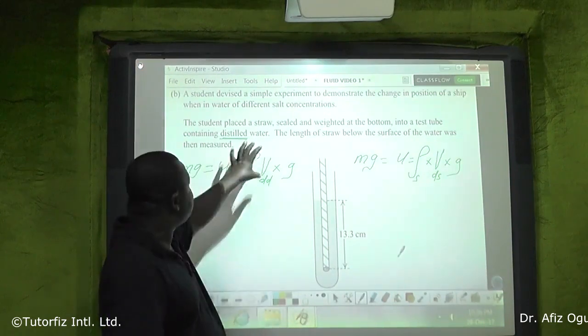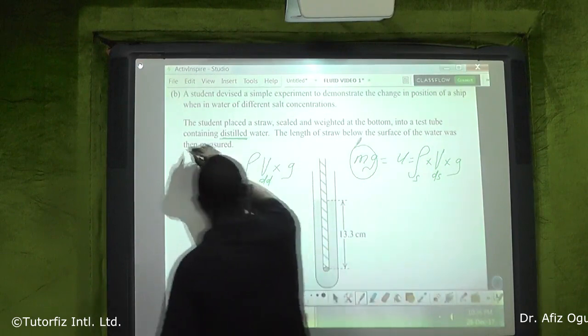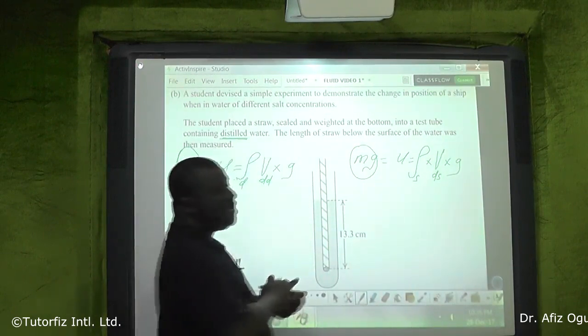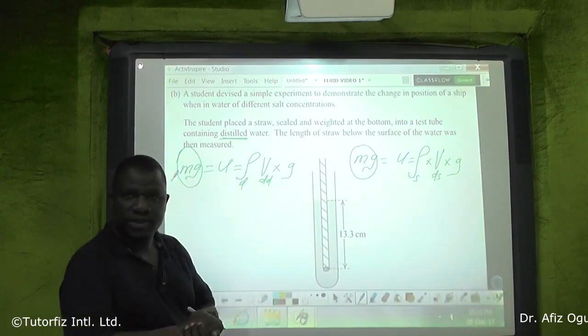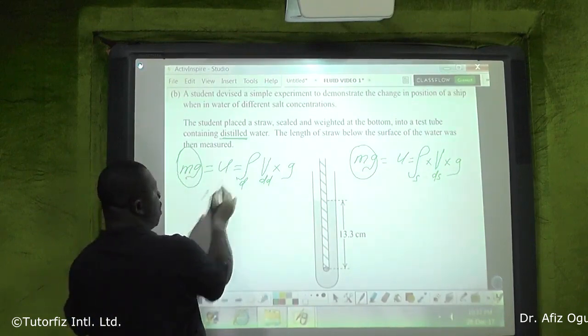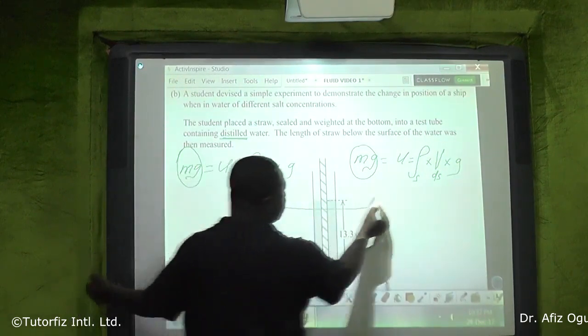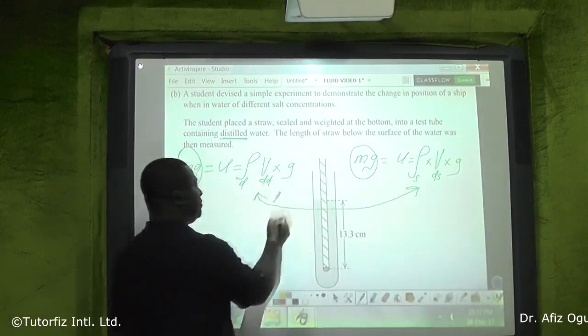We are saying the upthrust here and the upthrust here are the same because the weight here equals the weight here. If that is the case, can I then say upthrust here equals upthrust there? Can I say this value equals this value? Of course I can say that.